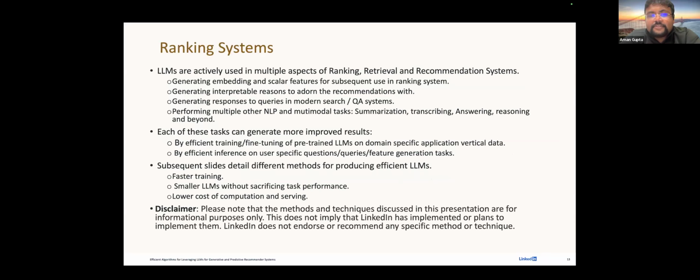Okay, so now let's dive into some specific details of LLMs used for ranking systems. Give me just 1 second.